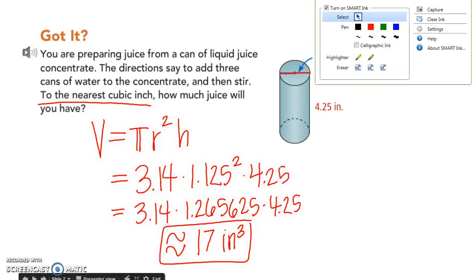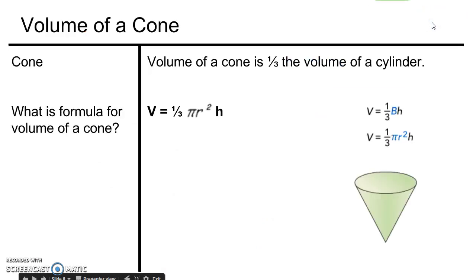Our next shape is cone. If you remember, when we learned about prisms and pyramids, we learned that a pyramid's volume is 1/3 of the volume of a prism. A cone and cylinder have that same relationship. The volume of a cone is 1/3 the volume of a cylinder. Copy that down, and then copy down the formula for volume of a cone.